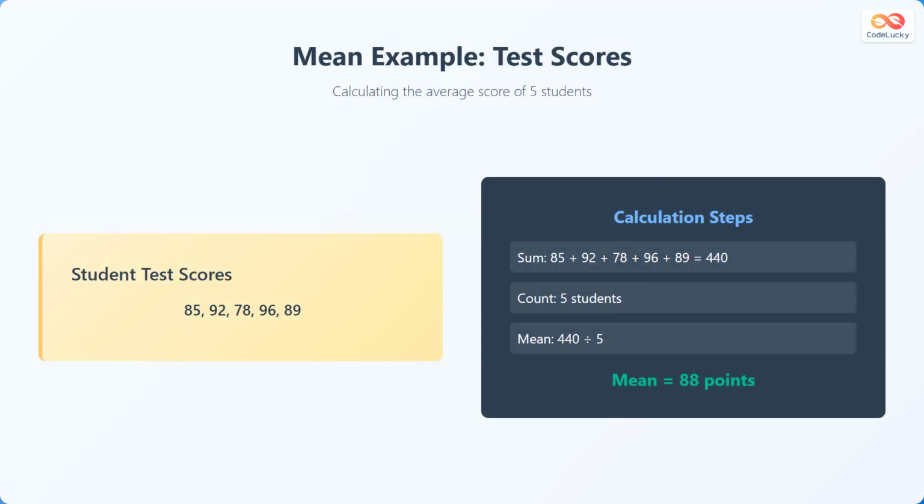Let's look at an example of how to calculate the mean. Suppose we have the test scores of 5 students: 85, 92, 78, 96, and 89. To find the mean, we first add up all the scores. 85 plus 92 plus 78 plus 96 plus 89, which equals 440. Next, we divide this sum by the number of students, which is 5. So, 440 divided by 5 equals 88. Therefore, the mean test score is 88 points.